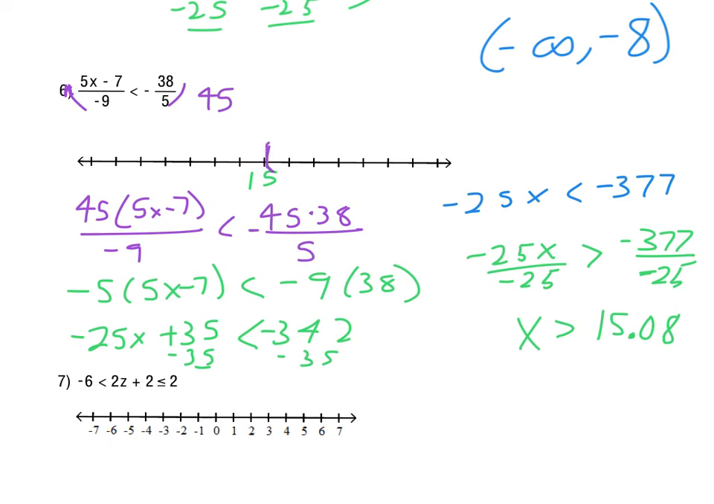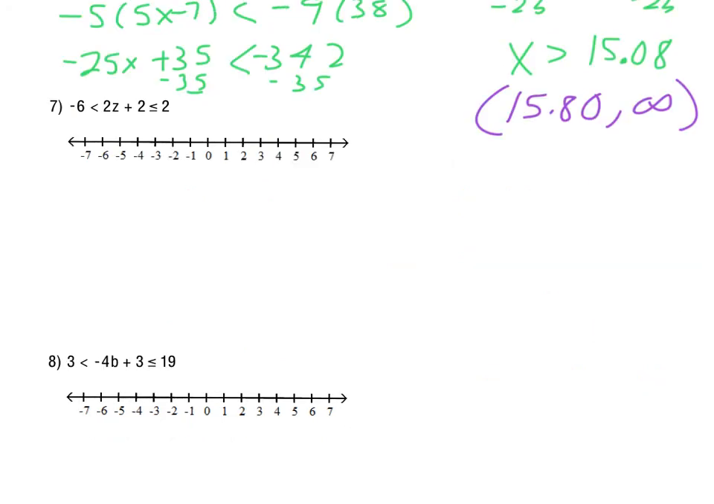15 is there, so greater than 15.08 would go this way. Again, I try to show that with my parenthesis going that way. In interval notation, 15.08 is the minimum, and then it goes up to infinity. So again, interval notation and the graph, that's what we're looking for there.